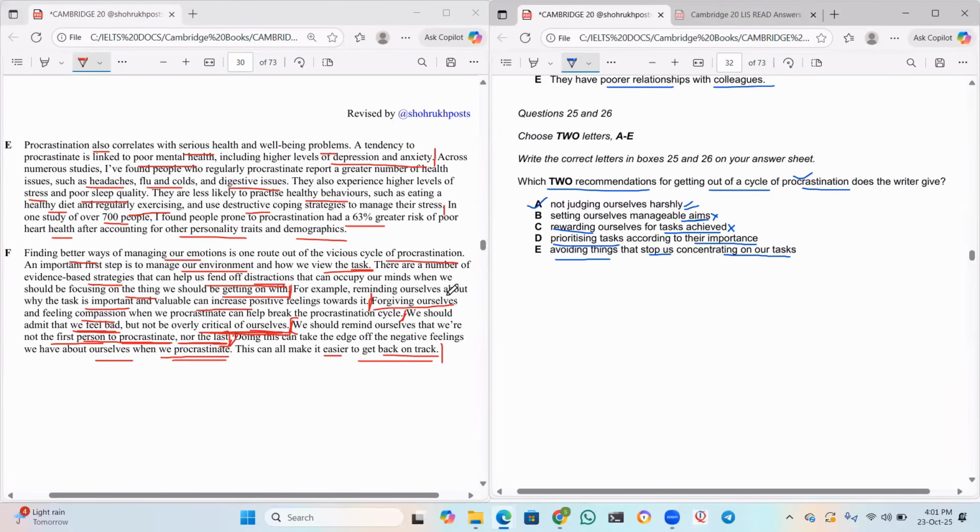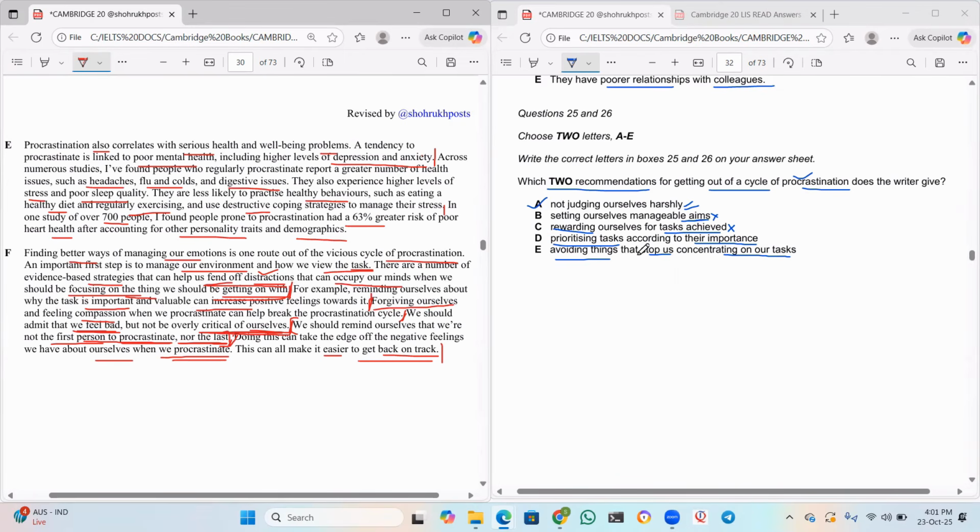See, an important step is managing our environment and how we view the task. There are a number of evidence-based strategies that help us to fend off distractions. That means avoiding the distractions that can occupy our minds. Occupy our mind means focusing, when we should be focusing on the thing we should be getting on with. Yes, sir, I got the answer, sir. Reminding ourselves about why the task is important and valuable can increase the positive feelings.